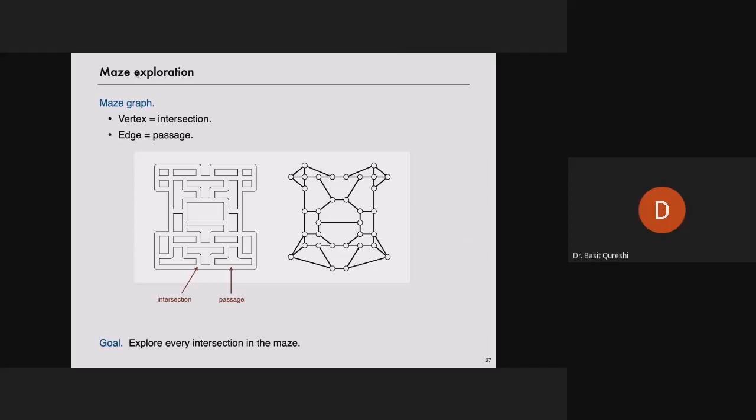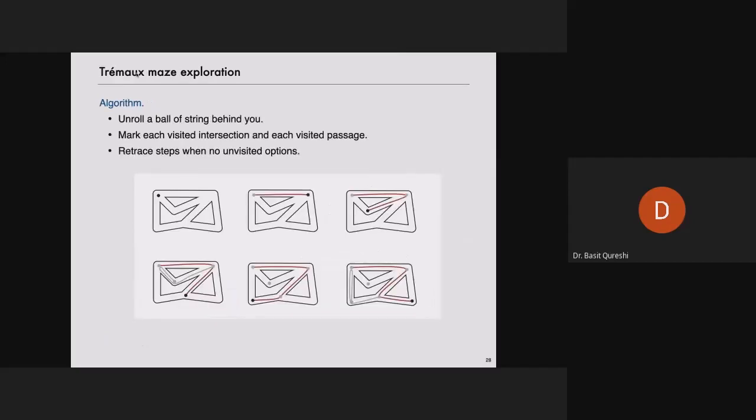Here's an example of a maze. I'm sure you played this as a game when you were kids. We can represent a maze as a graph where every intersection is a vertex, and every straight line or path is an edge. You can see the left side is a maze, and we can represent it using a graph on the right side.